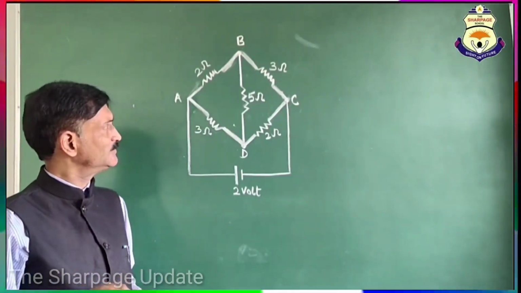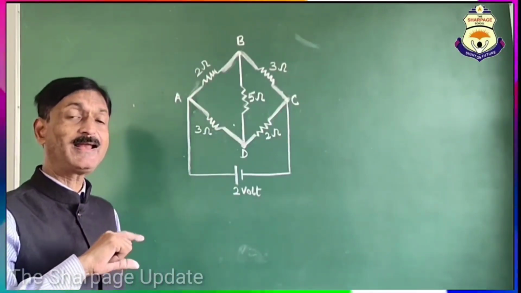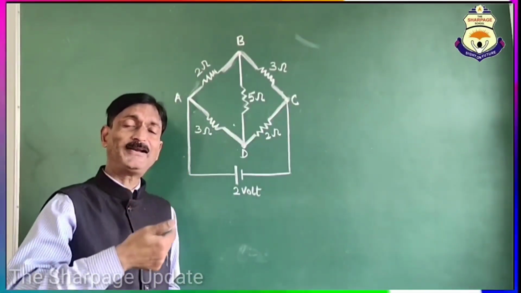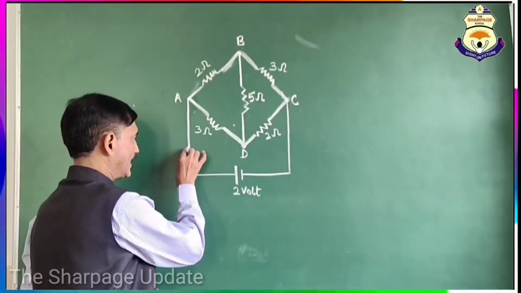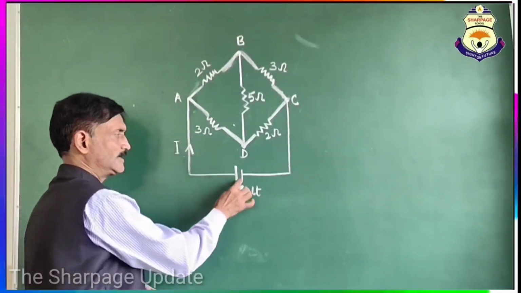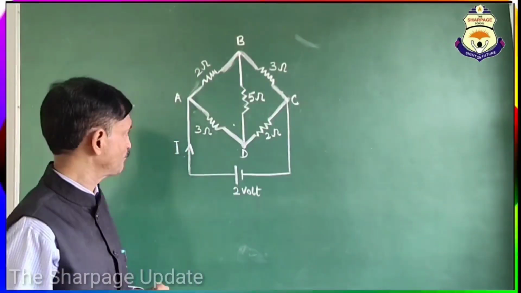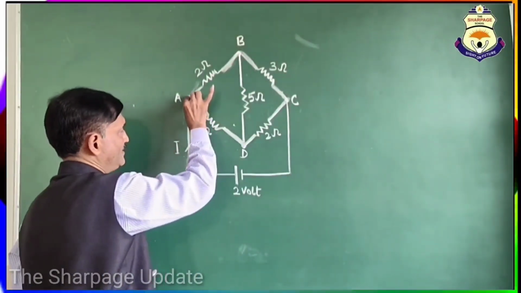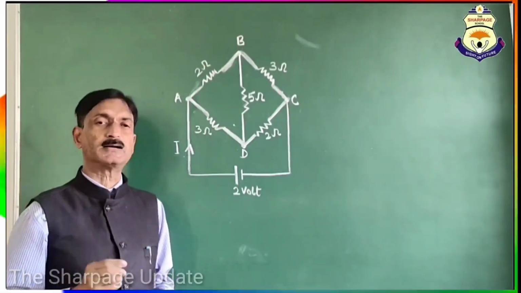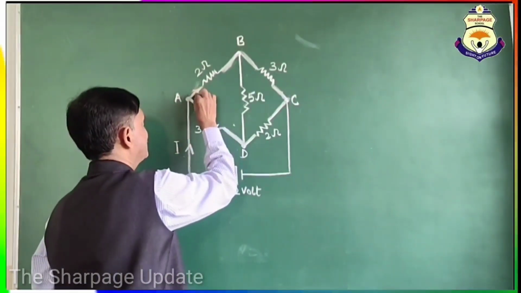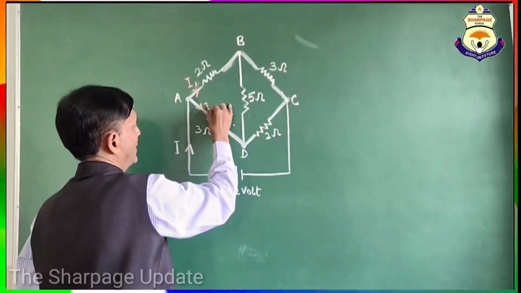So friends, first of all, we have to show the distribution of electric current in every closed electrical circuit. Like the total current I is flowing through this cell of EMF 2 volt. At this point, at point A, the current is distributed in 2 parts. First part is represented by I1 and the second part is represented by I2.